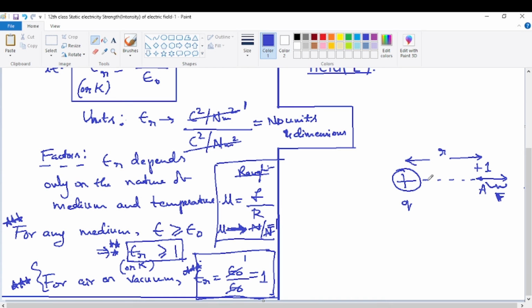So close to a charge, the field is stronger because the charge is able to apply more force on the neighboring charges. But far away, the field is said to be weak because the test charge in the field is experiencing less force, or the parent charge is applying less force. So closer to a charge, the field is stronger. Far away from the charge, the field is weaker.